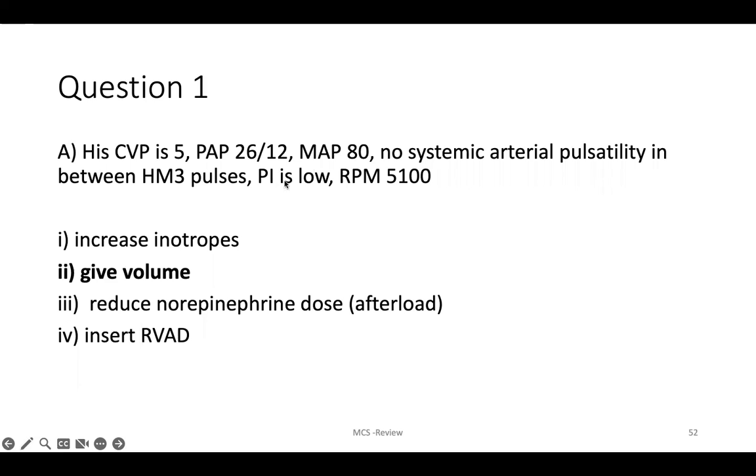I think it's pretty obvious that the clinical scenario is because you have hypovolemia. So either the patient is bleeding or it just needs some volume. If you reduce afterload, you may make things worse because you're going to increase the pump flow, which is not good, because if you have an empty LV, it's not good. And for insertion of an RVAD, there is no right heart failure here. But I think it's pretty clear, and I agree with the answer. Any questions?